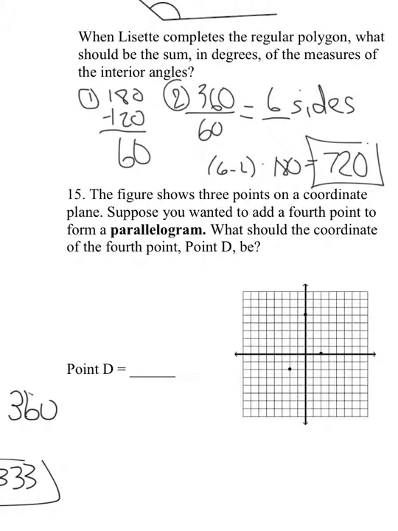The figure 15 shows 3 points on a coordinate plane. Suppose you want to add a 4th point to form a parallelogram. What should the coordinate of the fourth point, point D, be? I think originally we had a graph on here that had points labeled, so don't worry about the point D part. But again, like on the front page, this just has to do with slope.